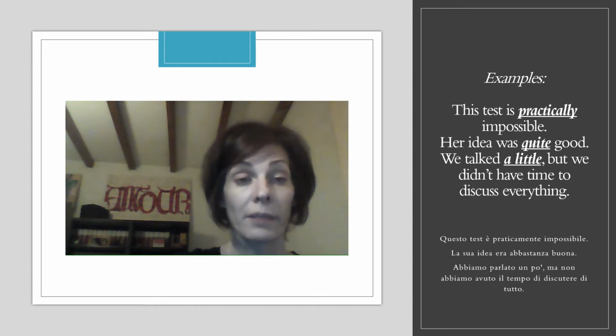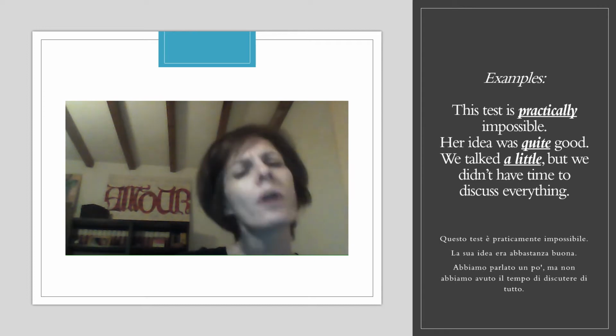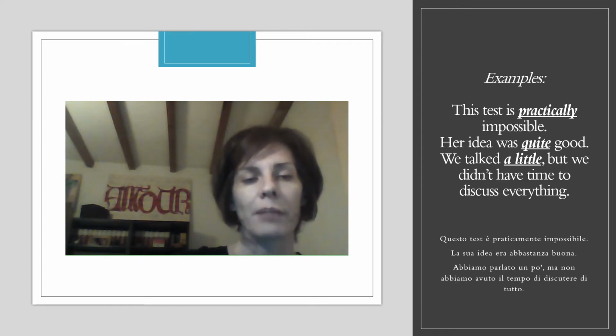Let's have some examples. The first example is, this task is practically impossible. This means it isn't just that the task was impossible, it was practically impossible. It adds an information. The second example says, her idea was quite good. It's not that the idea was good, it was quite good. The third example is, we talked a little, but we didn't have time to discuss everything. So again, we're adding an information. We didn't talk a lot, we just talked a little.